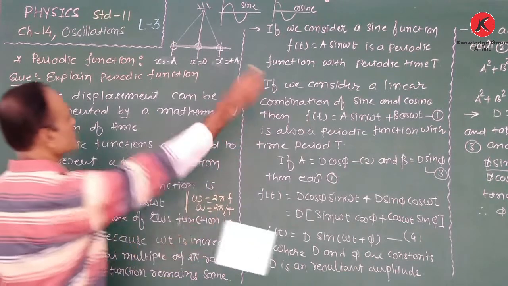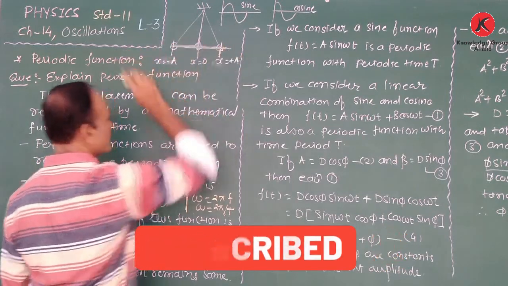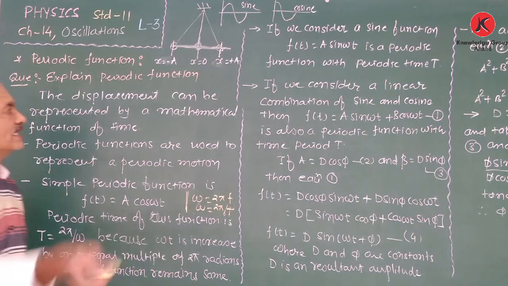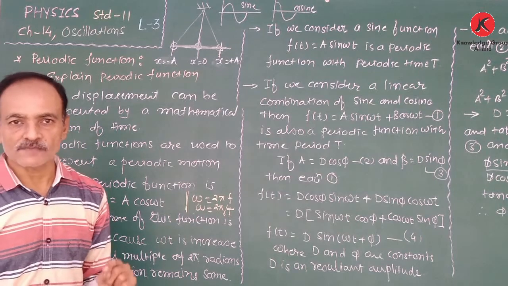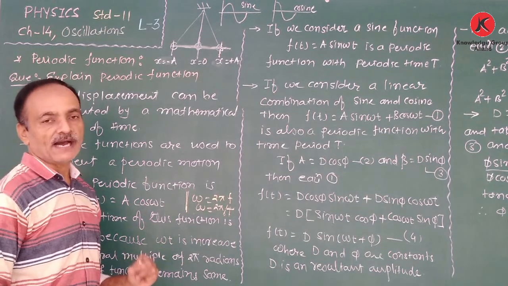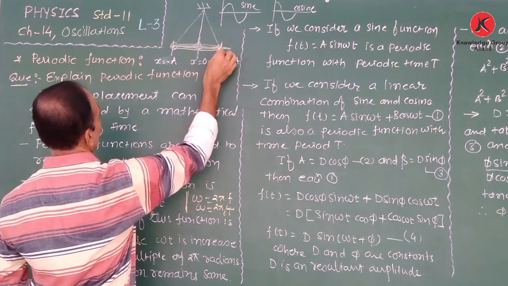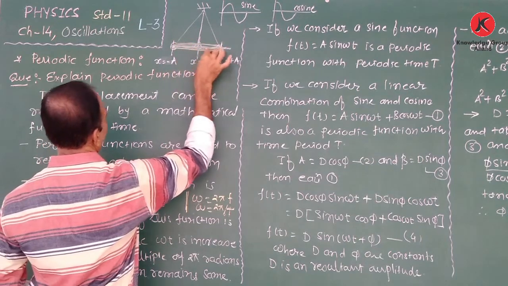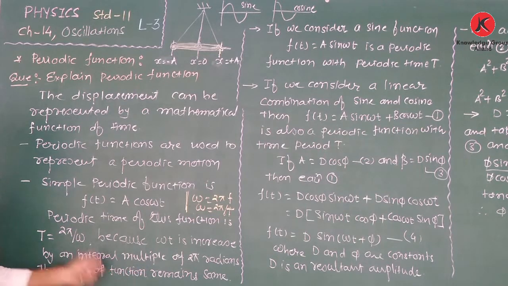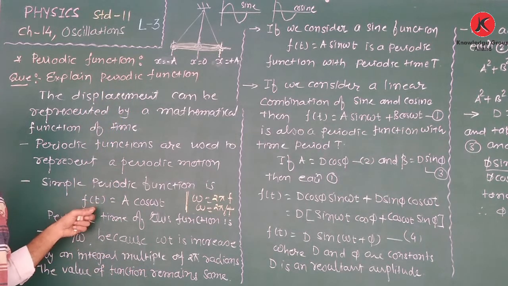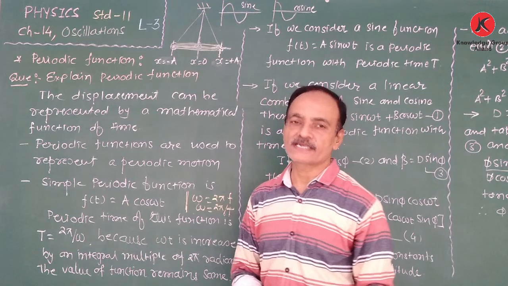Suppose the particle starts its motion here. It first goes in this direction, then returns back to that point, so one oscillation is completed. At that time, the phase of this oscillation is increased by 2 pi radian. After this increase of 2 pi radian, the motion is repeated between plus A and minus A. Due to that reason, we can represent simple harmonic motion by the periodic function A cos omega t.